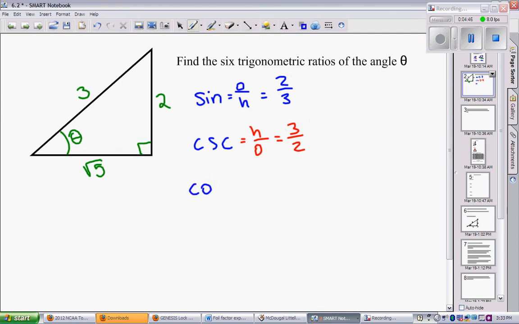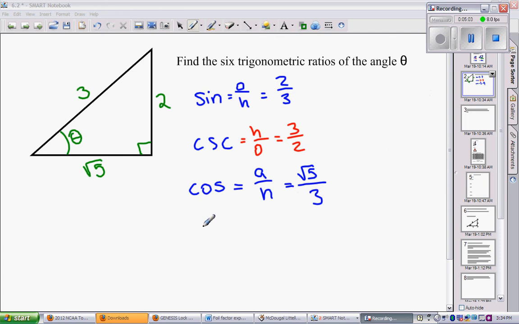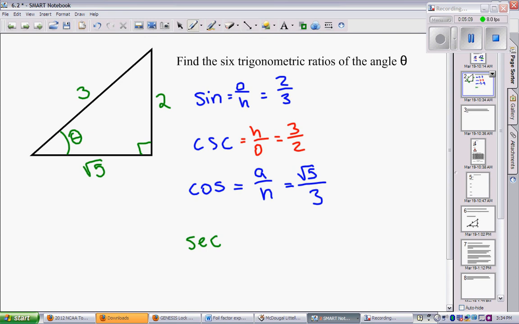On to the cosine, which is adjacent over hypotenuse. Adjacent is √5. Hypotenuse is 3. Now let's do the secant because it's the opposite. So hypotenuse over adjacent, 3 over root 5, and let's rationalize the denominator. So you get 3 root 5 over 5.